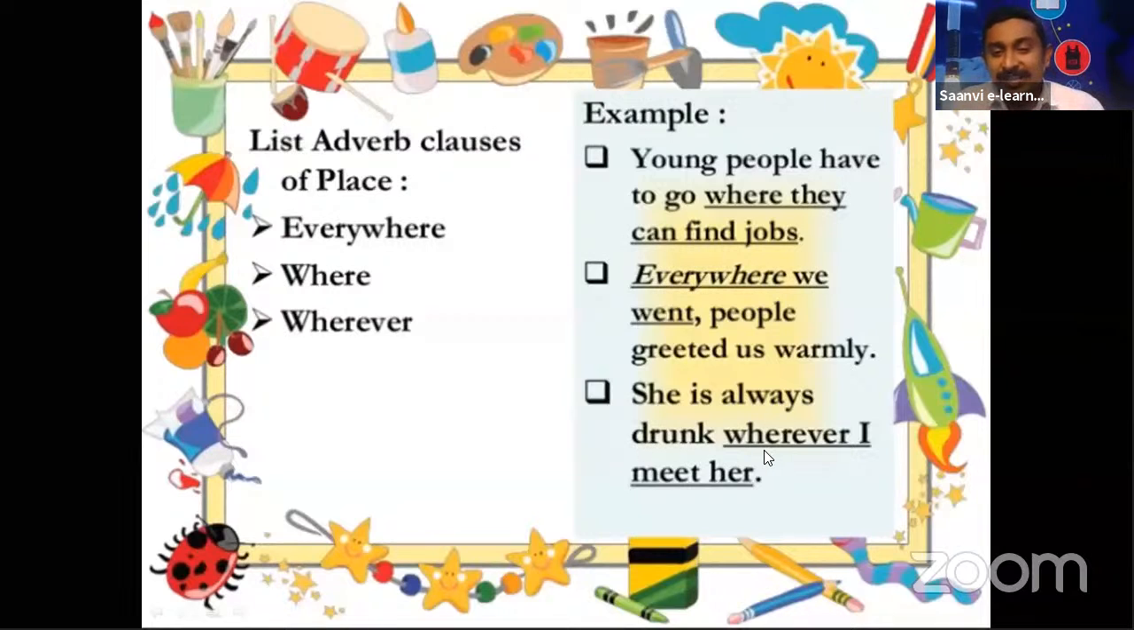She is always drunk wherever I meet her. Or wherever I meet Parasuram, he is always on bike. His favorite bike. Please don't ride bike, students. You don't have license. It's not the age for you to ride bike.